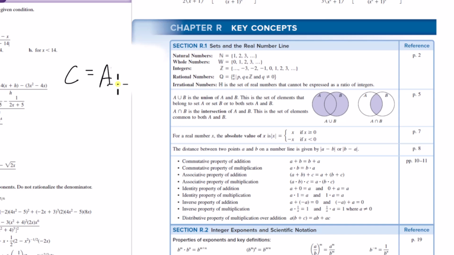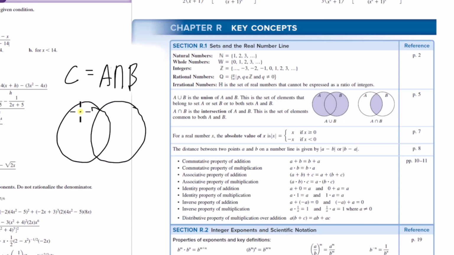Now you could also make a new set where you do the intersection of set A and set B. And that just means you only take what's in both set A and set B, without duplicates, right? If it's in both set A and set B, then you put it into this new set.